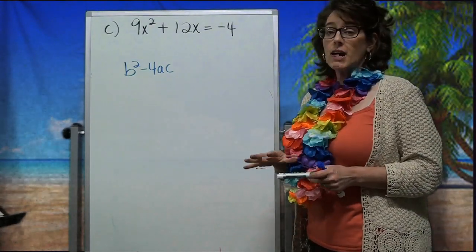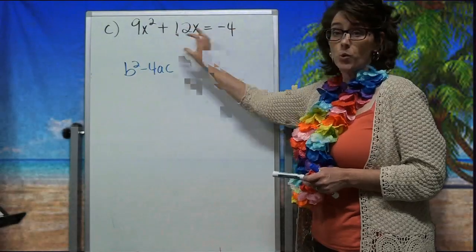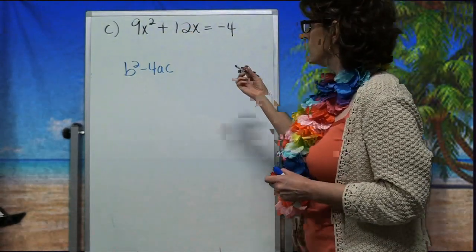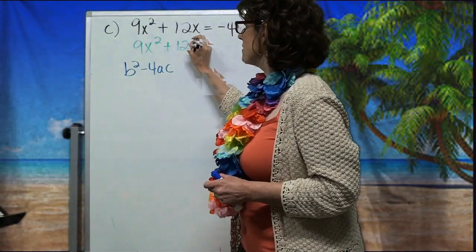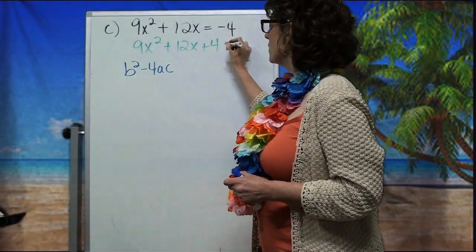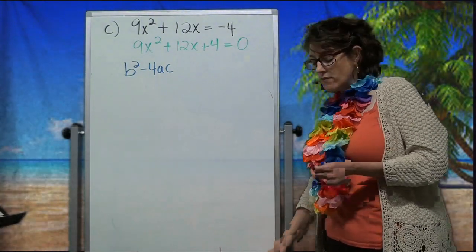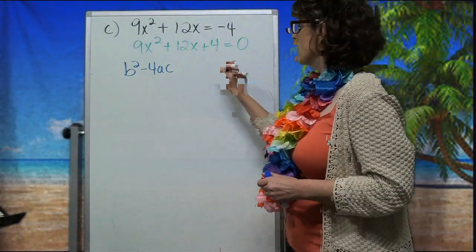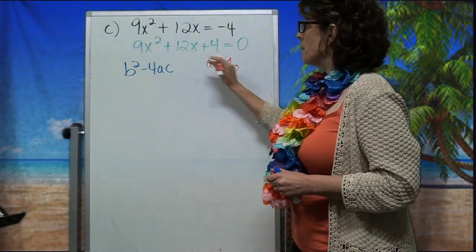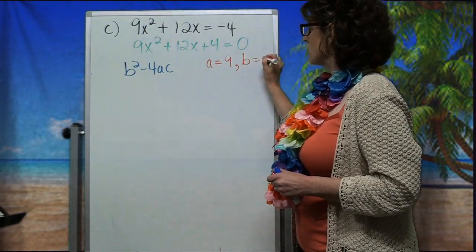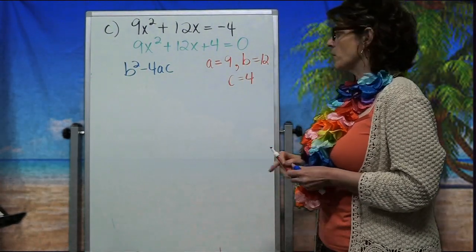So the first thing I got to do to be able to identify my a, my b, and my c is slide that negative 4 to the other side so that it's set equal to 0. Now when I slide that over, I'm going to add it to both sides. So I'll get a plus 4 over here, and when I add 4 over here, I get a 0. Aha, I'm good to go now. Now I can figure out what my a, my b, and my c is. Remember, a is in front of the x squared term, b is in front of the first power term, and c is that constant that's in the back that has no variable with it.